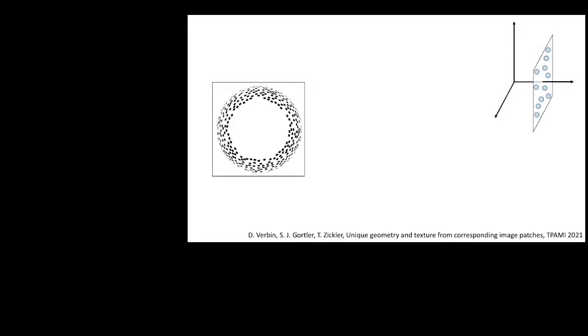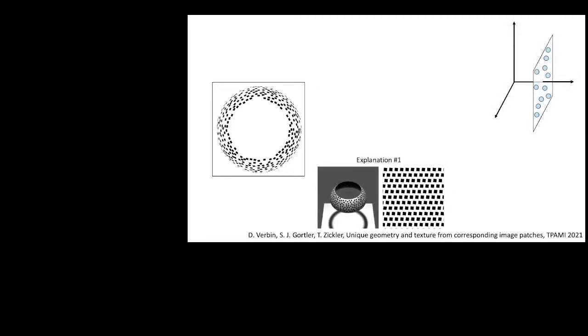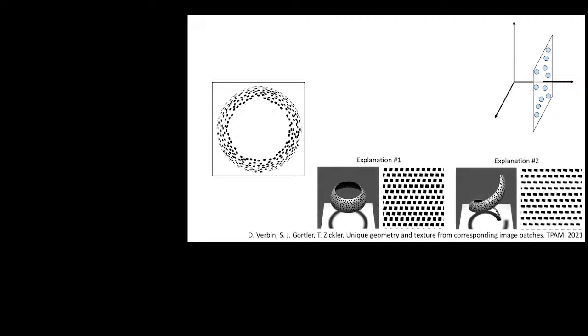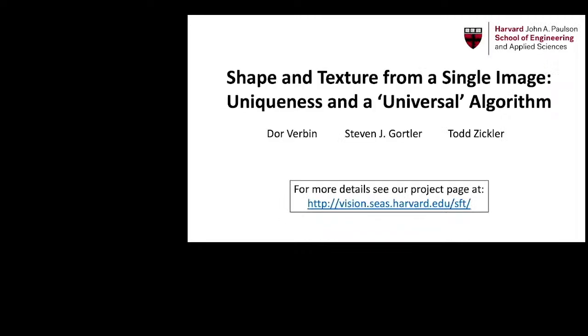All of its warps map to a plane, so there are 2 shape and texture combinations that can exactly explain the image. Come to our poster to see these 3D printed objects or hear more about our work.